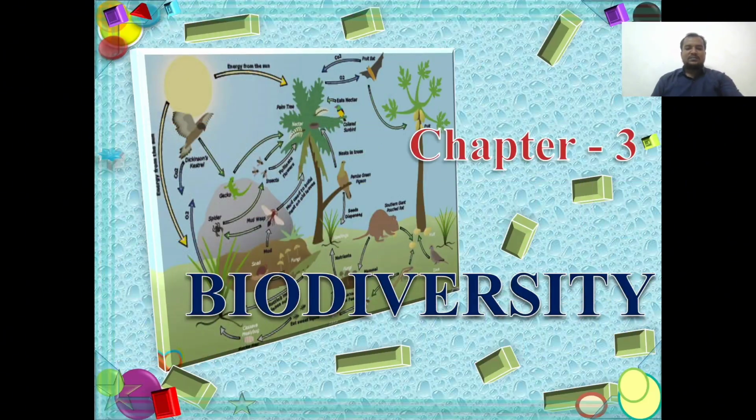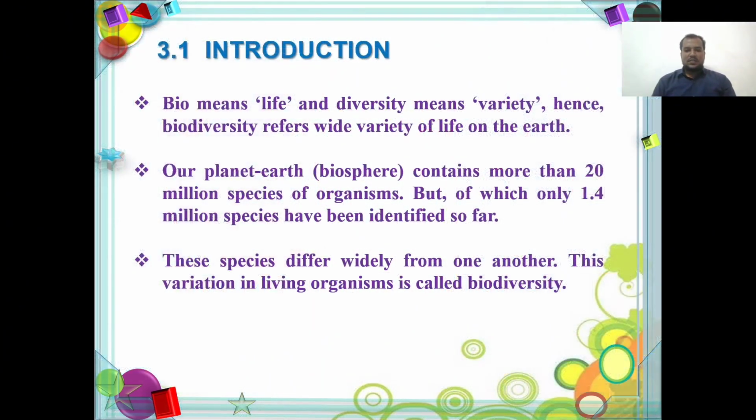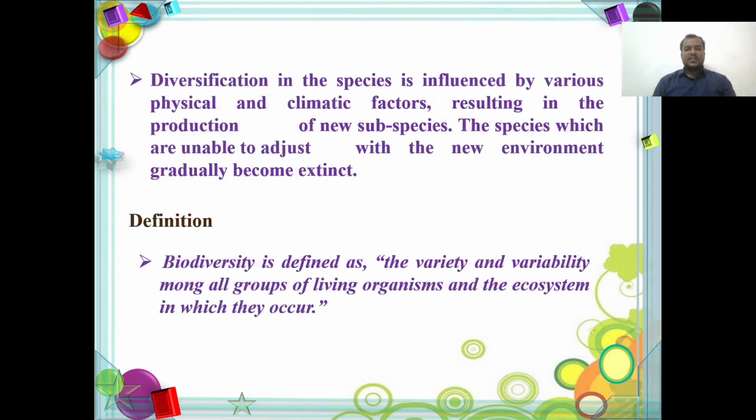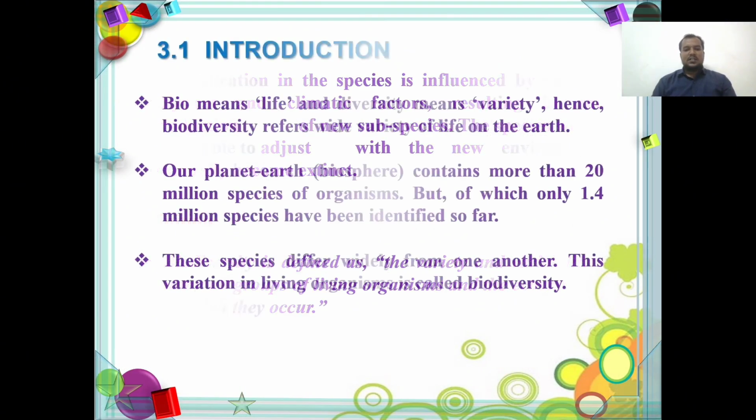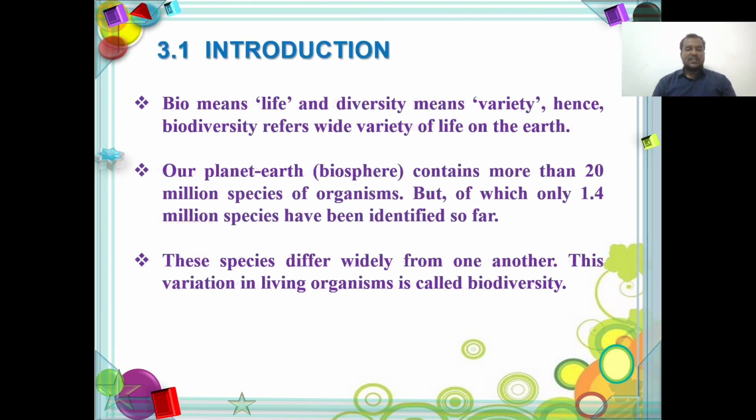So today we will see the topic of biodiversity in chapter 3. We know biodiversity: bio means life, and diversity means variety of life. In this reference, biodiversity means variety of life on the earth or planet. Our planet earth contains more than 20 million species of organisms.